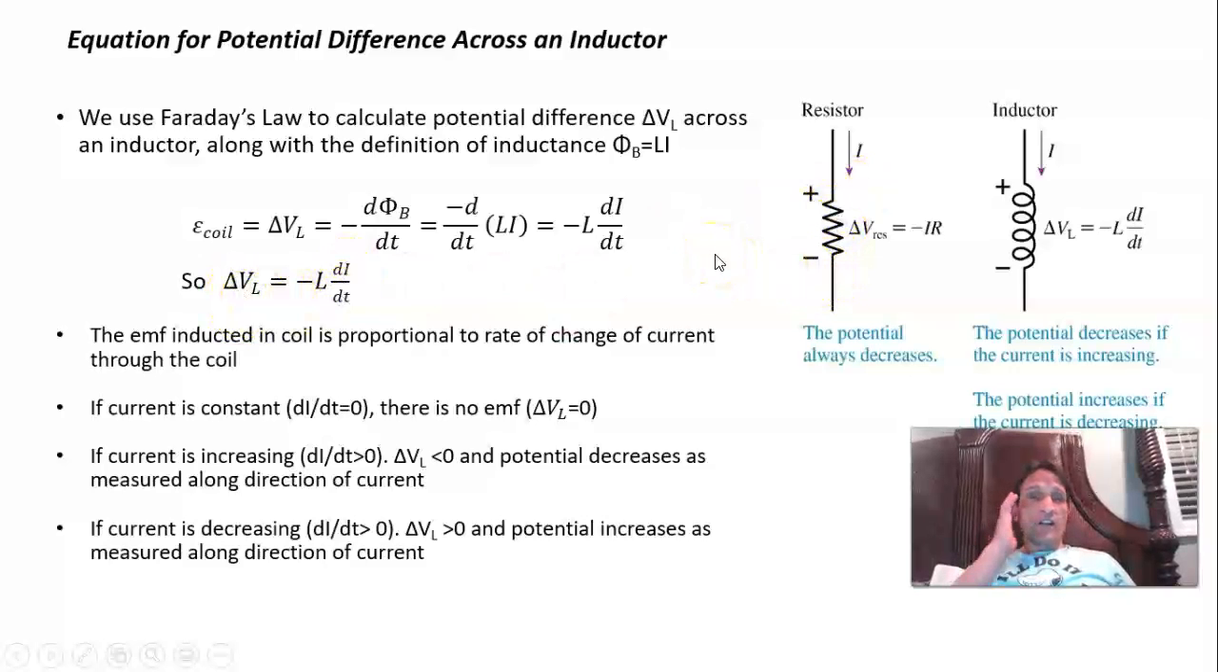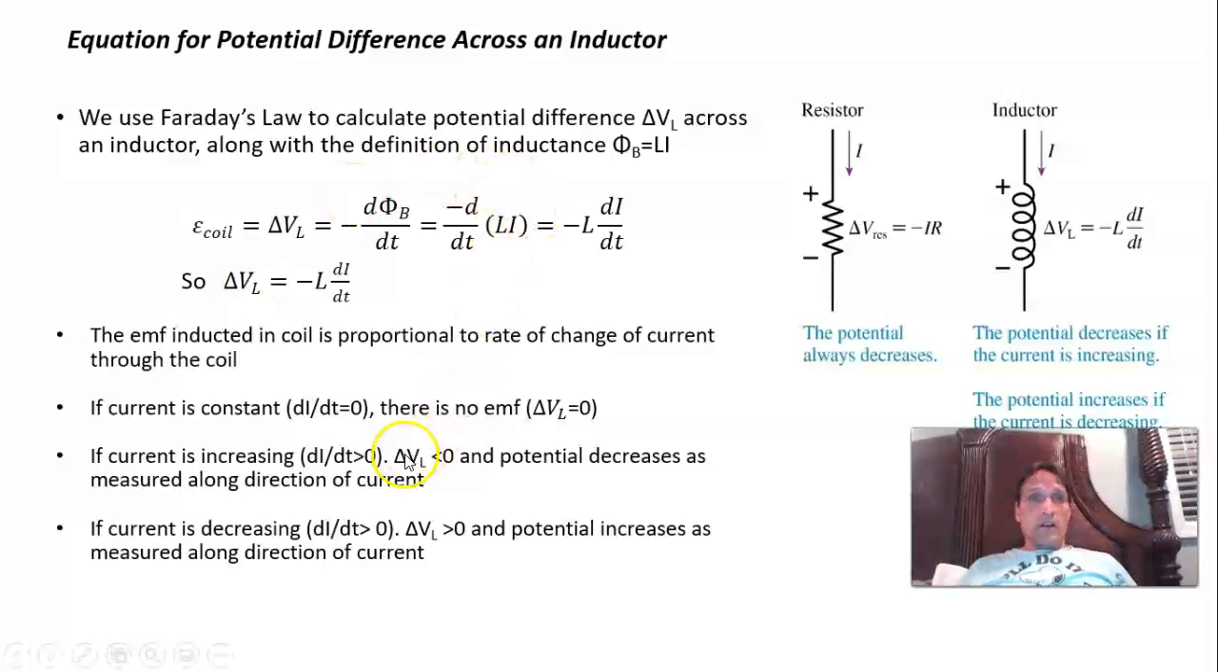Okay, so let's take a look at this. If di/dt is 0, meaning the current is constant, there's no EMF. Delta VL is 0. Okay, that's why for DC circuits with a constant current, there was no point talking about inductors. They don't do anything, okay? It's only when the current is changing that you get a potential drop across the inductor, okay?